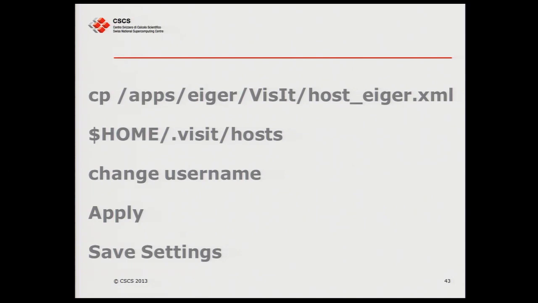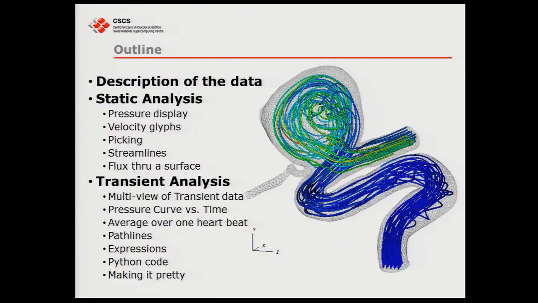So let me describe the problem, because some persons are ahead already. I don't want to slow them down. And then we'll go back to the person who have problems connecting. Here's the description of the data. We have pressure, and we're going to show pressure display, velocity glyphs. We're going to do some picking, some streamlines. We're going to compute the flux through a surface. Okay, the flux is the amount of fluid traversing that surface.